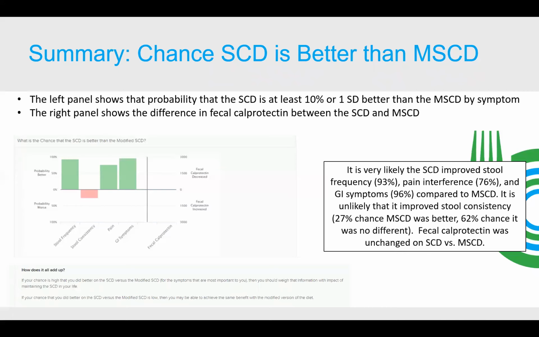So if I was going to interpret these results, I would say it's very likely that the SCD improves stool frequency, pain interference, and GI symptoms as compared to the MSCD, and it's unlikely that it improves stool consistency, because there's only a 27% chance that the MSCD was better and a 62% chance, again, that there was no difference. When I look at the right panel for fecal calprotectin, you can barely see a bar, and that's really because there was no difference in fecal calprotectin on the SCD and the MSCD.